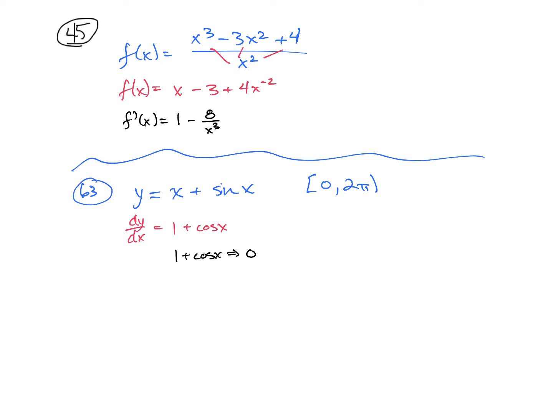So let's solve for x. So what do we do? Subtract 1, so now I have cosine x is equal to negative 1. When does that happen? When is cosine negative 1? At pi. All right, and I don't need to use 3 pi because that's not on my interval 0 to 2 pi. Okay, so my only answer for a horizontal tangent is x equals pi.